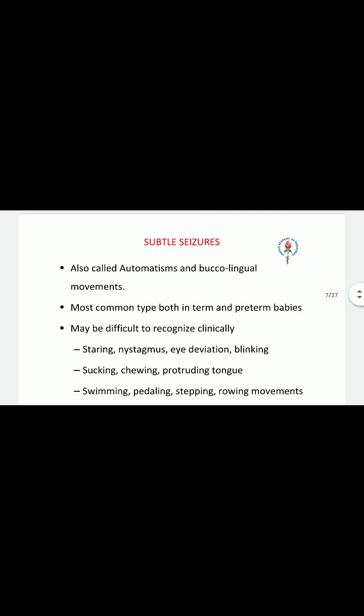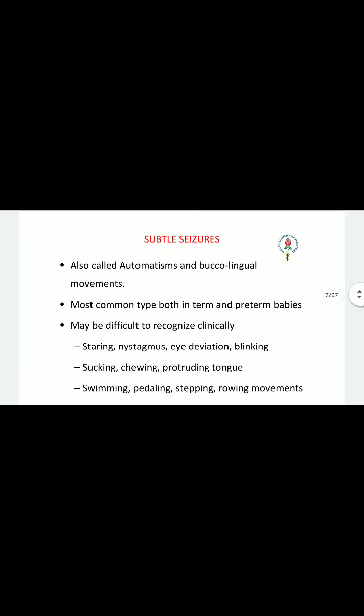Sometimes we may fail to recognize seizures. It is so subtle, or the manifestation is such that we may mistake it for normal activity or movements of the child, and that is called subtle seizure. We'll discuss that one first.